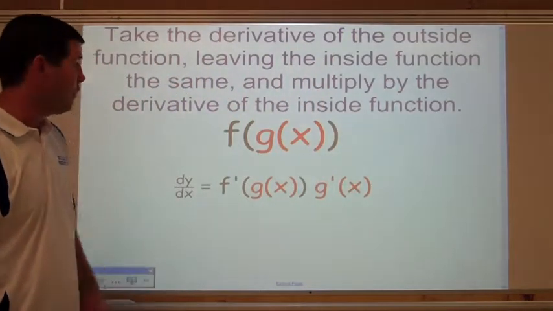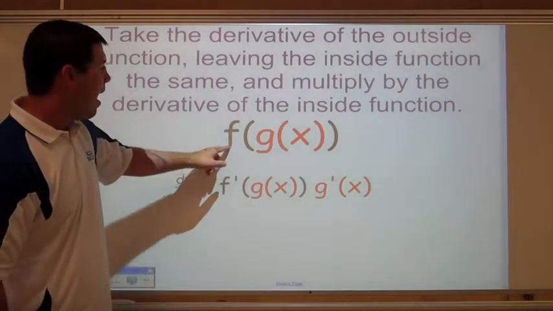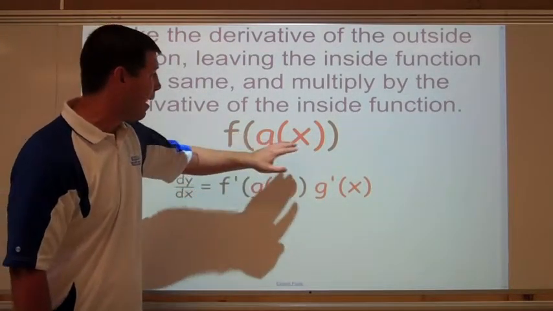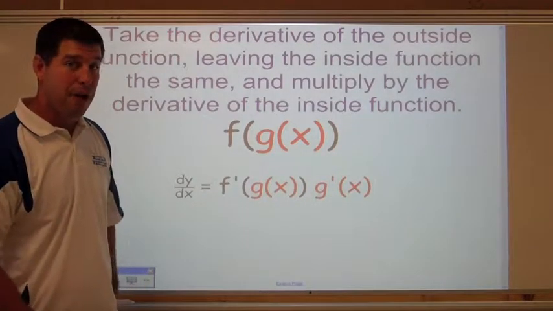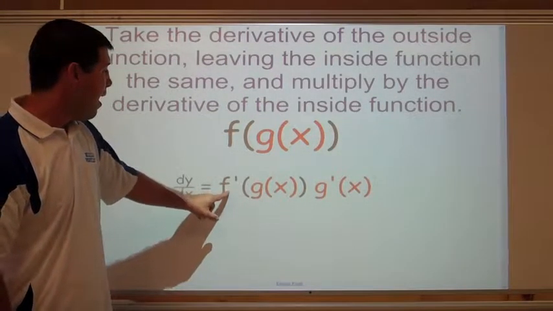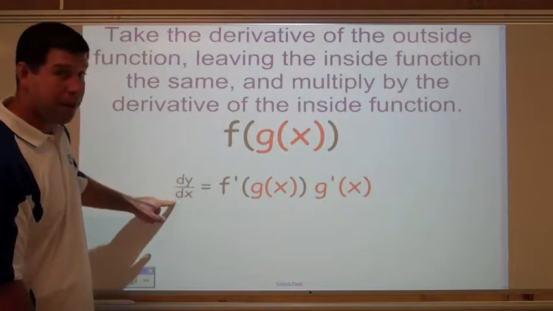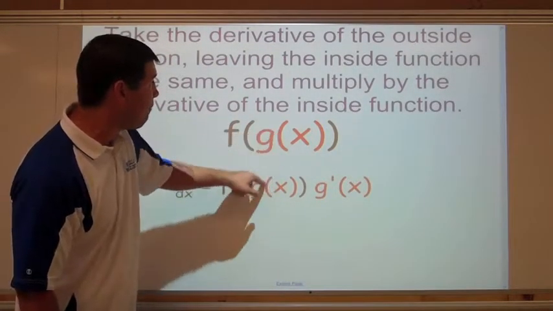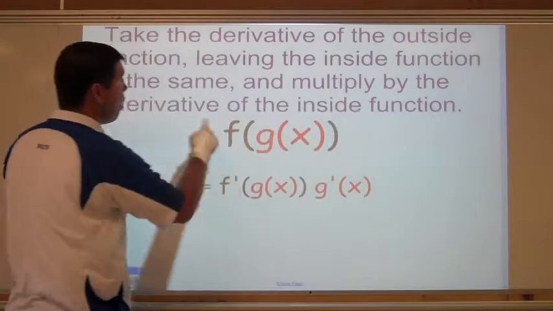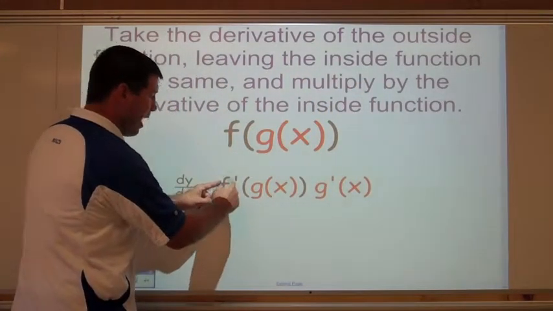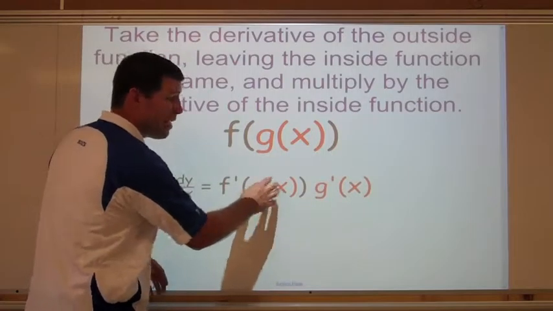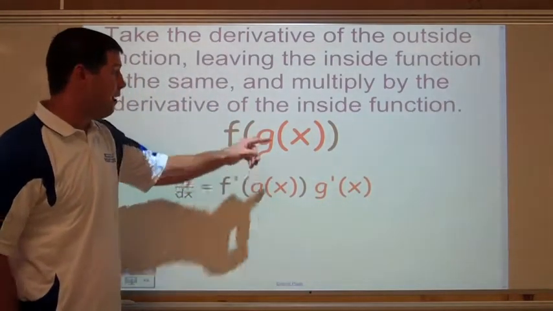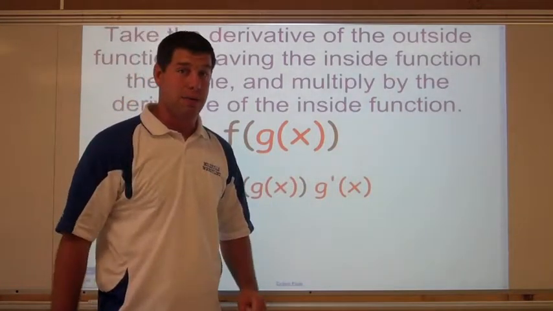And here you see the notation for that. F of g of x is our original function, with f of x being our outside function, our big function in black, g of x being the inside function. The derivative of this is f prime of the inside function, leaving the inside function the same. So you take the derivative of f, that outside function, leaving the inside function the same. And at the end, you multiply by the derivative of the inside function, whatever's in there.